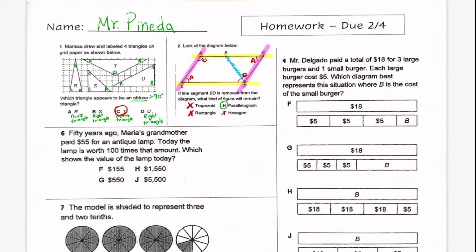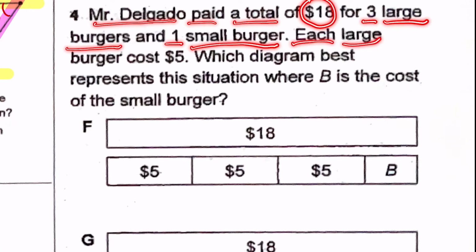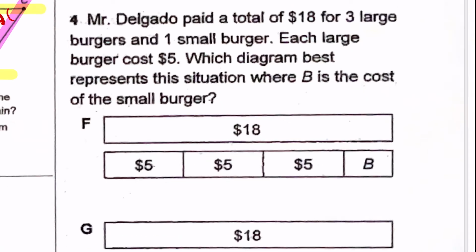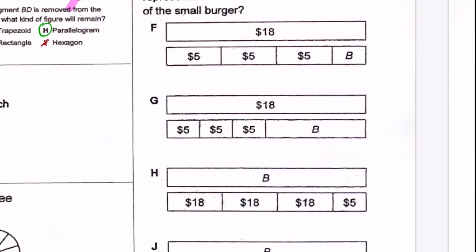Now we're going to go ahead and do question number 4. Number 4 says, Mr. Delgado paid a total of $18 for 3 large burgers and 1 small burger. Each large burger cost $5. Which diagram best represents this situation where B is the cost of the small burger? So we're looking for a situation in which this letter B is the cost of a small burger.